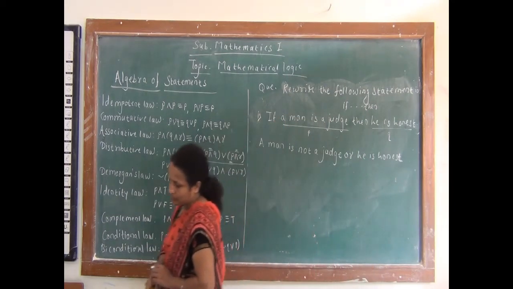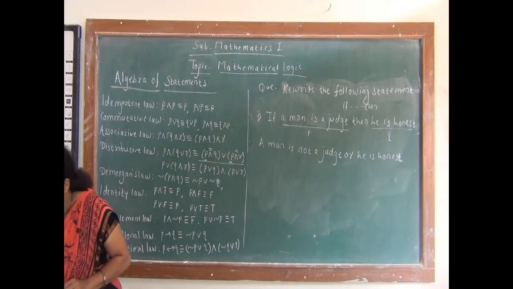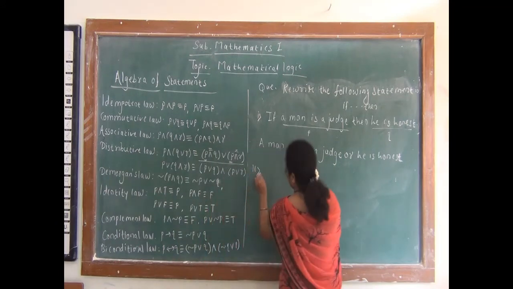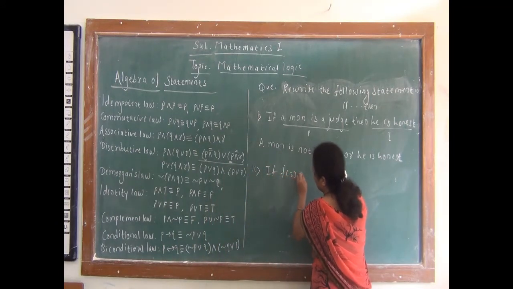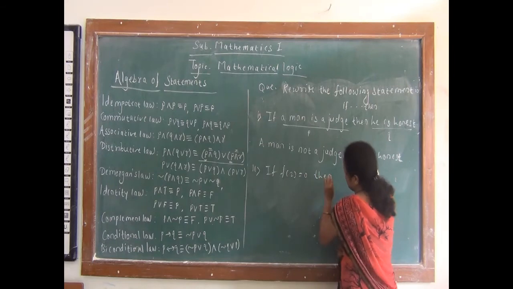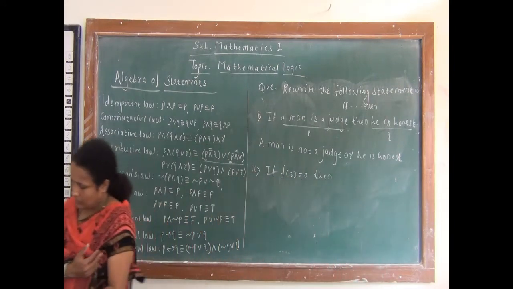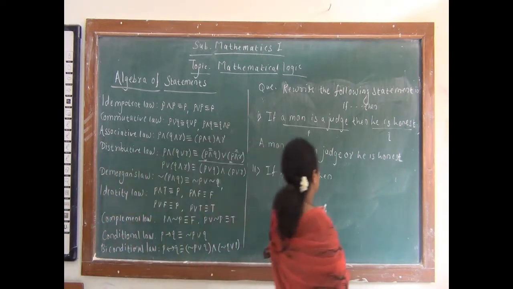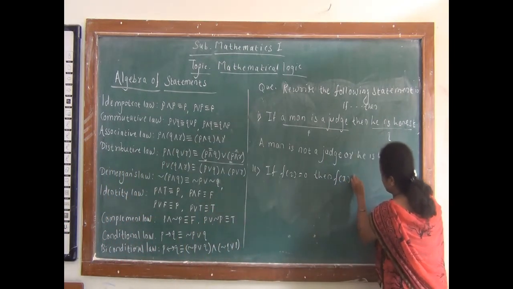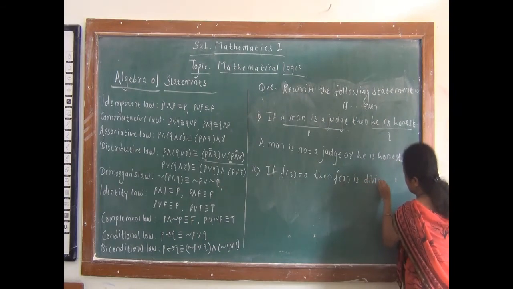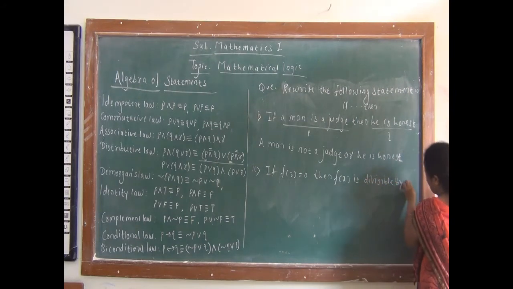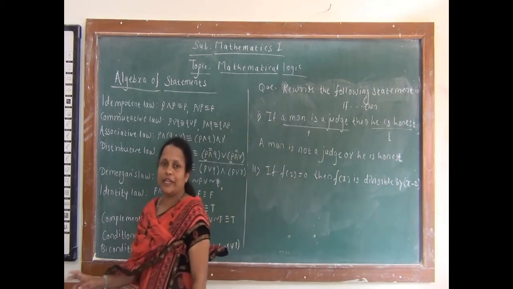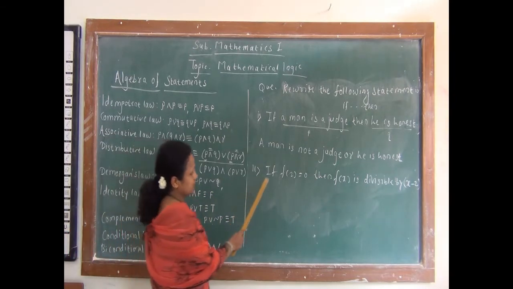Now see one more. If f of 2 is equal to 0, then f(x) is divisible by x minus 2. Again the same question, we have to rewrite this statement by removing this if then.